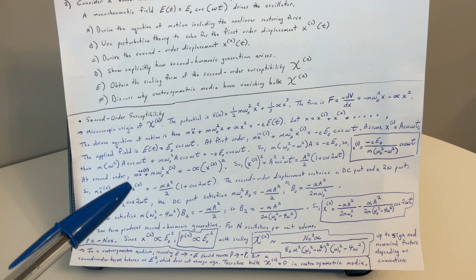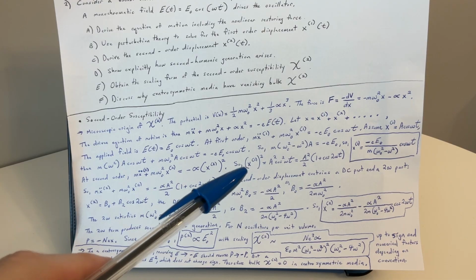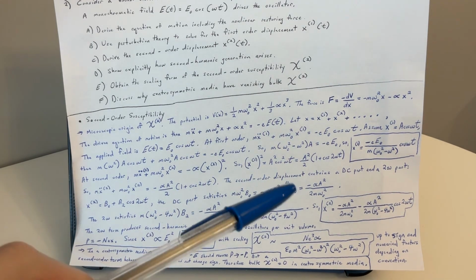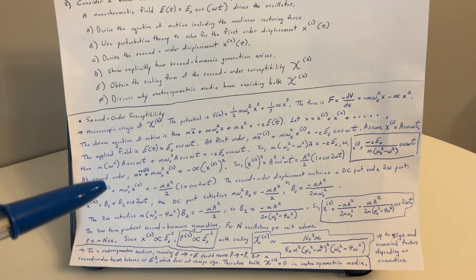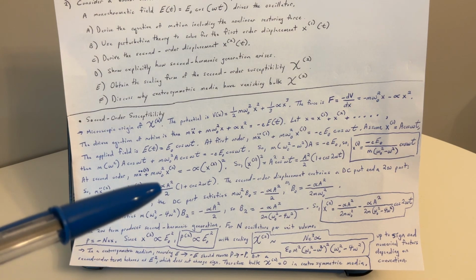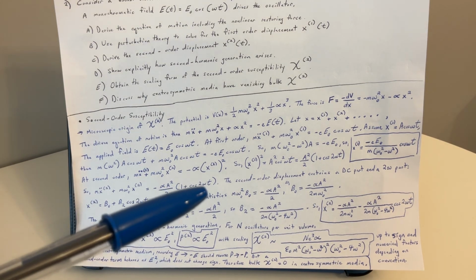At second order, we have m x double dot second order plus m omega naught squared x second order equals negative alpha x first order squared. So x first order squared equals a squared cosine squared omega t, equals a squared over 2 times the quantity 1 plus cosine 2 omega t. Okay, so m x double dot second order plus m omega naught squared x second order equals negative alpha a squared over 2 times the quantity 1 plus cosine 2 omega t.